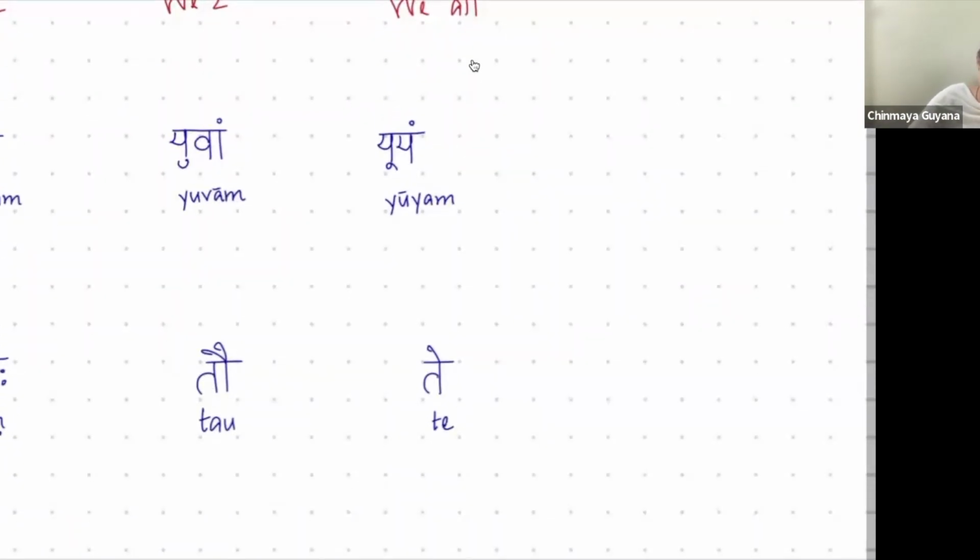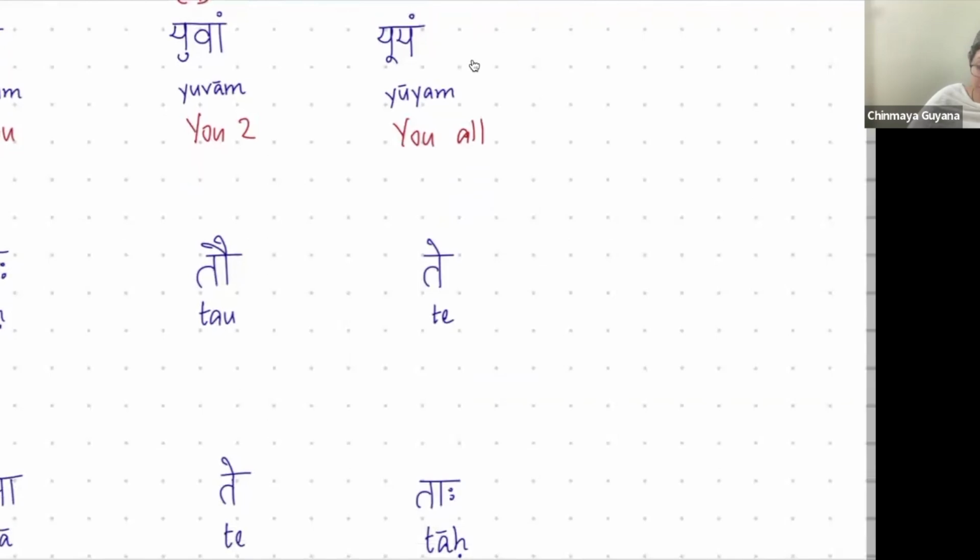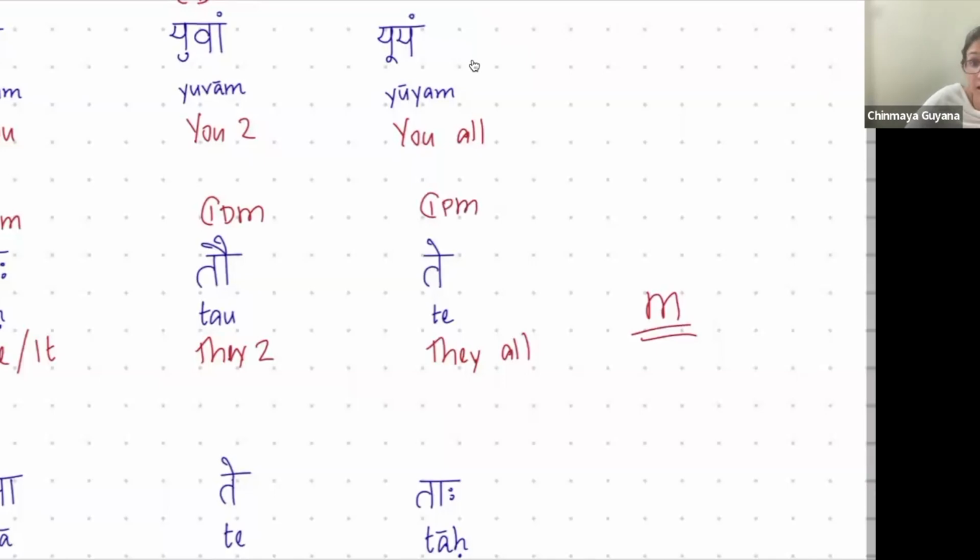Next line. Tvam, yuvam, yuyam means you, you two, you all. First case singular, first case dual, first case plural. Saha, tau, te. Saha means he, tau means they two, te means they all. He or it. This pronoun replaces all masculine words. Not people, words. All masculine words. This is first case singular masculine. First case dual masculine. First case plural masculine. I and you don't have gender.